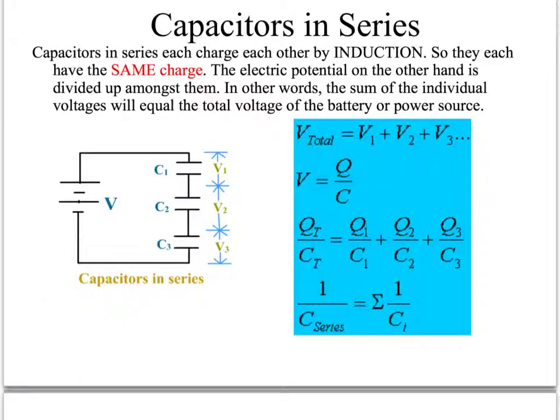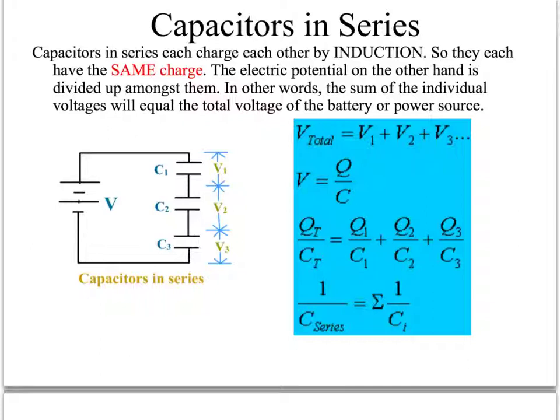Now let's look at how the equations change when we work with more than one capacitor. When we're working with capacitors in series, each capacitor is charged by induction, so they have the same charge. The electric potential, on the other hand, is divided up amongst them. In other words, the sum of the individual voltages will equal the total voltage of the battery or the power source.